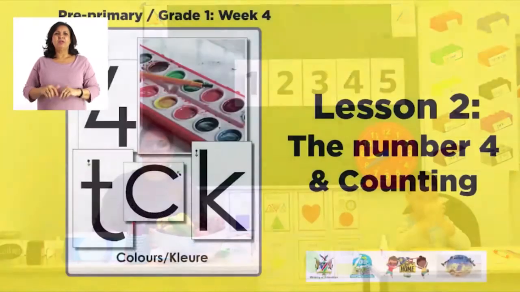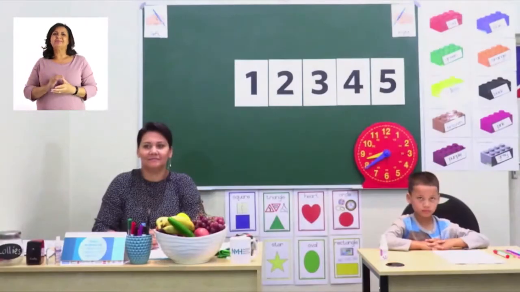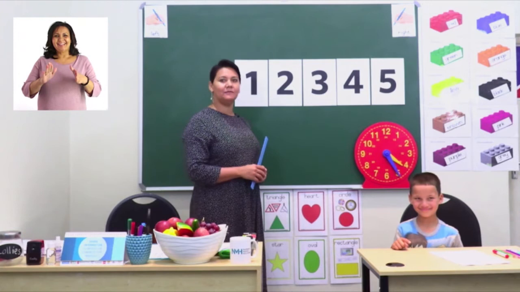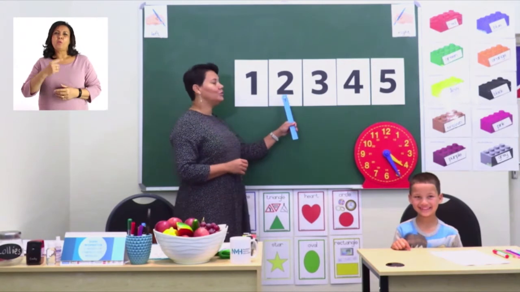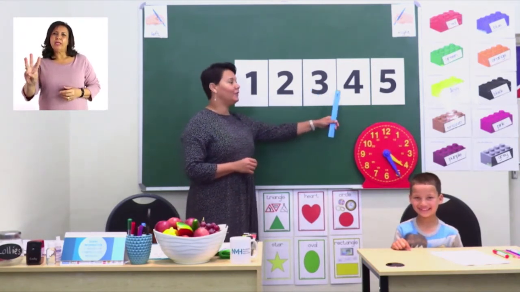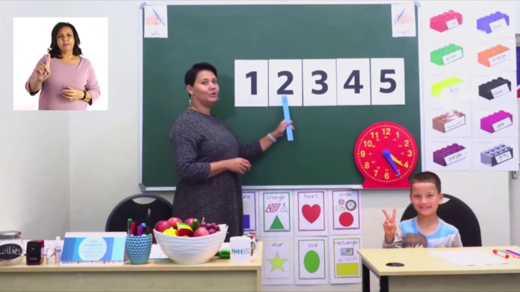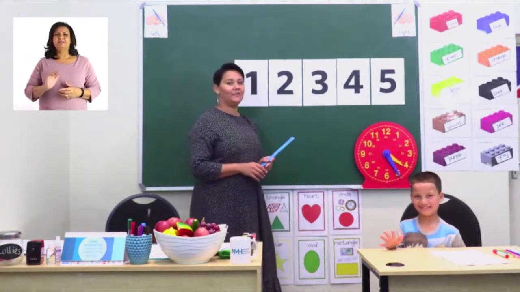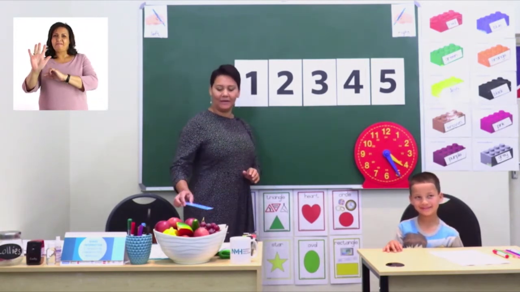Well, today's lesson is about the number 4 and also about counting. Well, friends, let's start with our counting exercise for today. We are going to count up to 5. 1, 2, 3, 4, 5. Let's count again. 1, 2, 3, 4, 5. We have 5 fingers on our one hand.